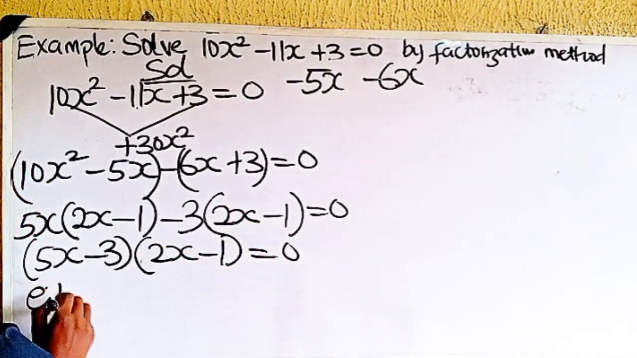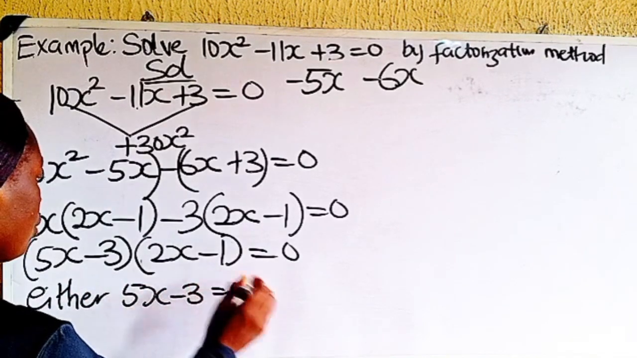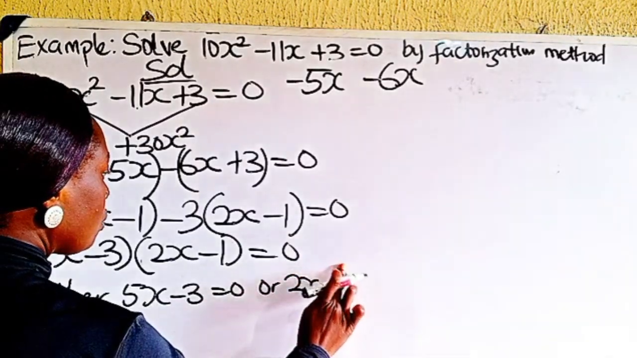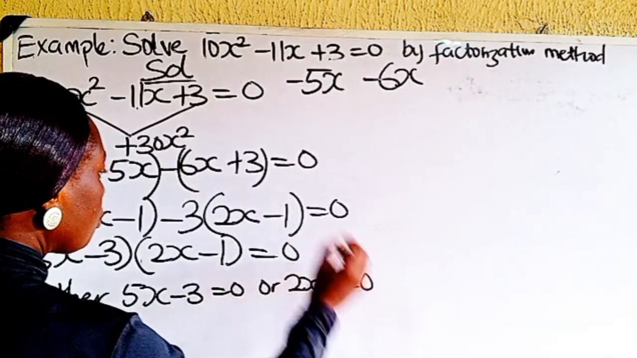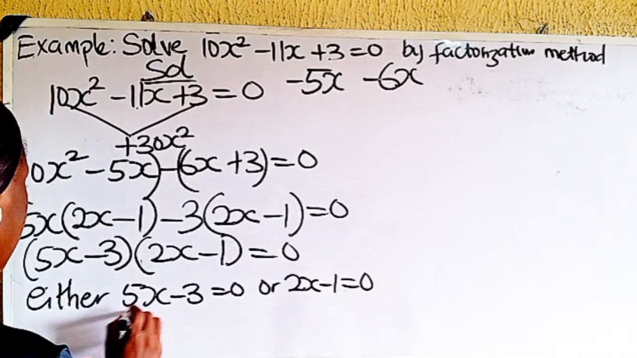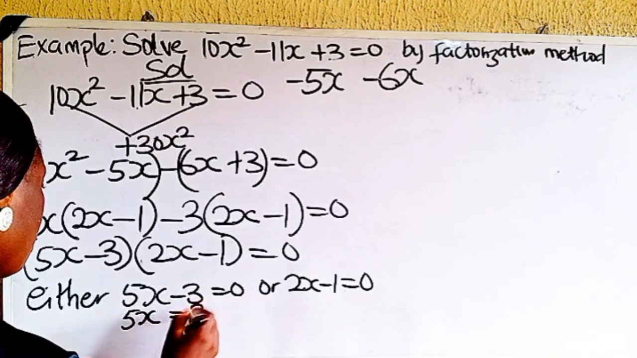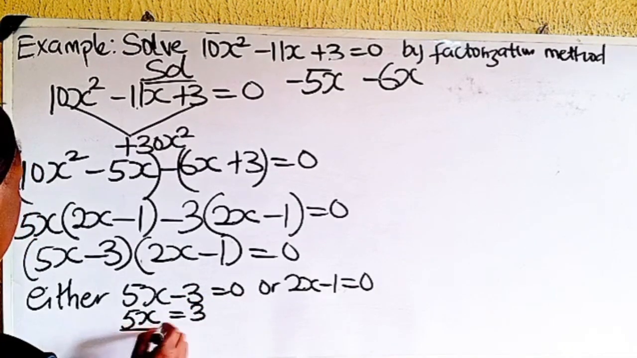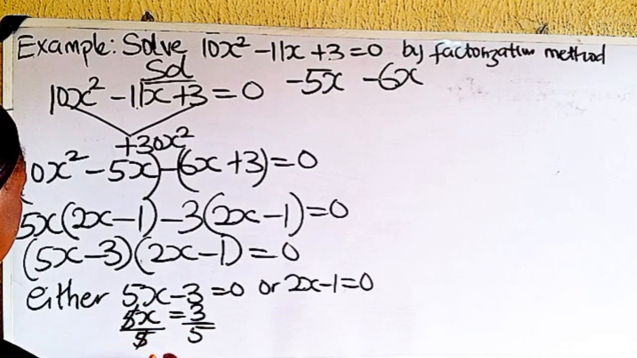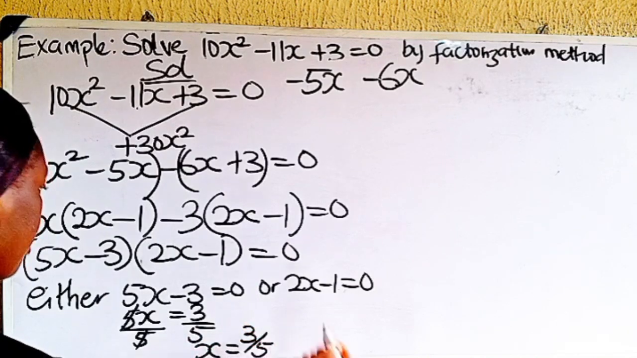So I'll say either 5x minus 3 equal to 0 or 2x minus 1 equal to 0. Now I'm solving for x here. I will have that 5x is equal to this, minus 3 will cross here. It will be plus 3. So dividing both sides by 5, I have 5 will cancel 5. So I have x equal to 3 over 5.